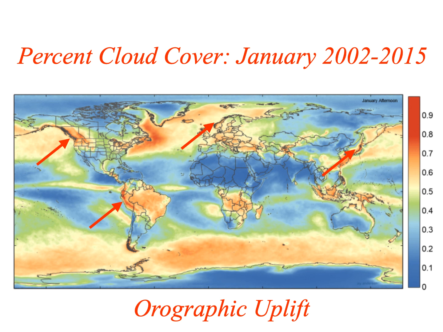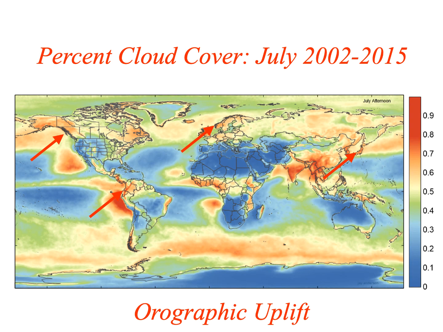In the southern hemisphere, we can see a band of greater cloud cover along the Andes Mountains in South America. So that's our January map. For our July map, once again, the Alaska, BC coast, Scandinavia, Japan, and then the Andes Mountains. These are all areas where orographic uplift is enhancing the development of clouds.